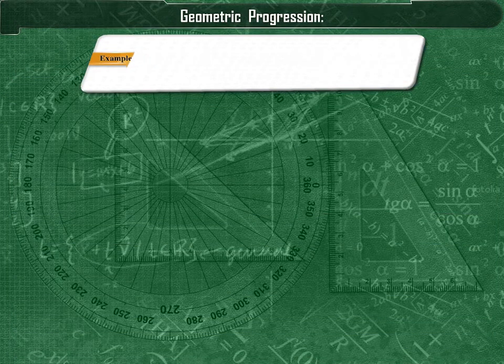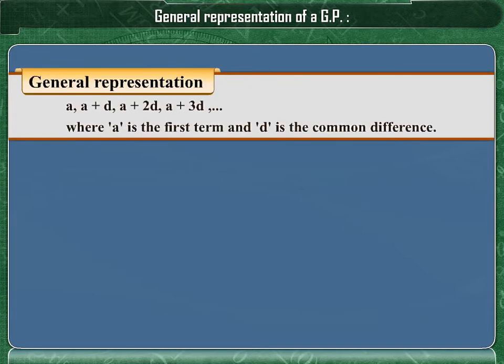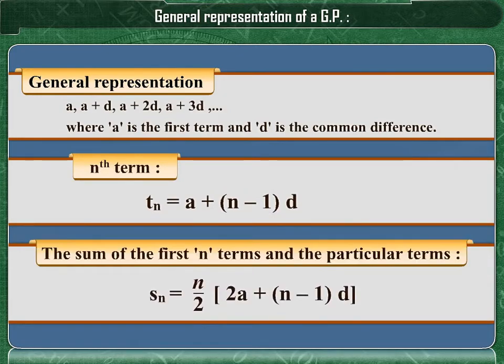General representation of a GP. As in AP, in GP too, we will learn the general representation, the nth term, the sum of the first n terms and the particular terms. We will start with the general representation of a GP.